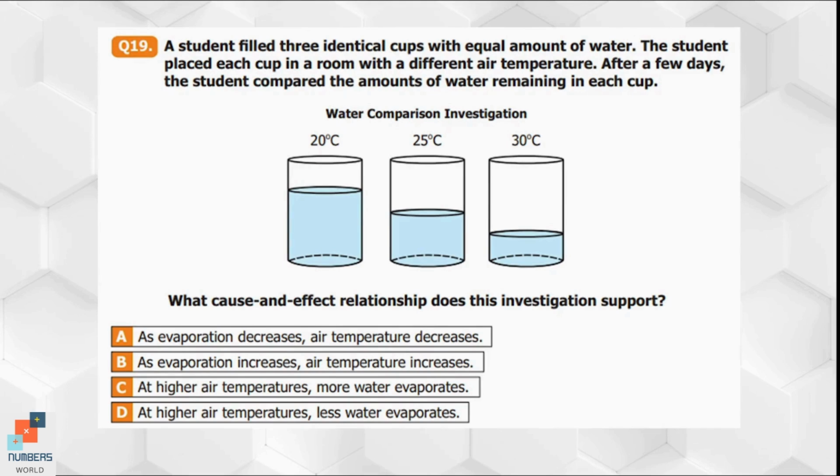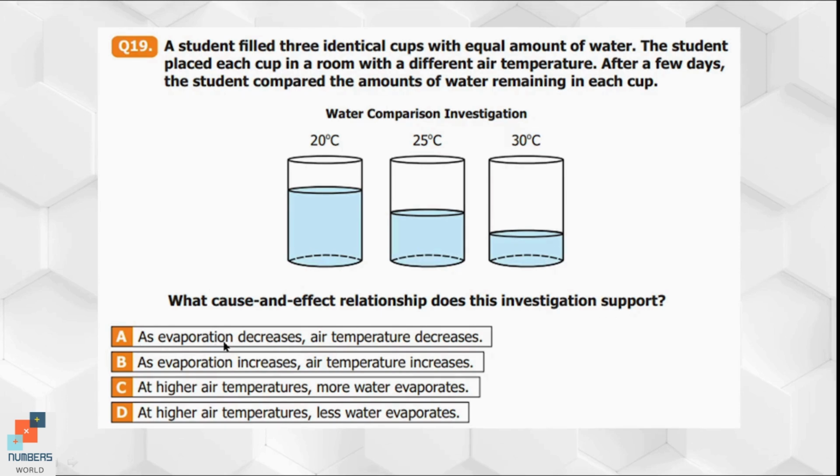Question number 19. A student filled three identical cups with an equal amount of water. The student placed each cup in a room with a different air temperature. After a few days, the student compared the amounts of water remaining in each cup. There are three beakers with different amounts of water and temperature. What cause and effect relationship does this investigation support?